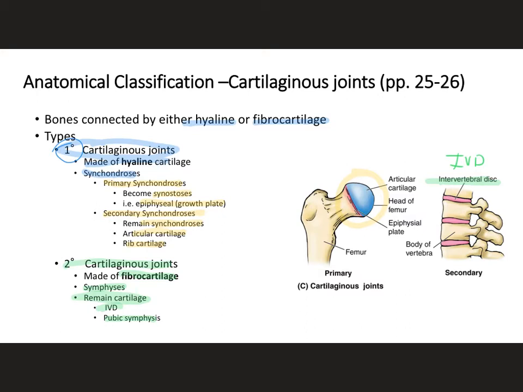So our second category is cartilaginous joints. We have primary and secondary. Primary cartilaginous joints are made of hyaline cartilage. They either become bone, as a primary synchondrosis, or they remain cartilage as a secondary synchondrosis. Then our other cartilaginous joints are the secondary cartilaginous joints. They're made of fibrocartilage and they remain cartilage. And these are the IVD and pubic symphysis.